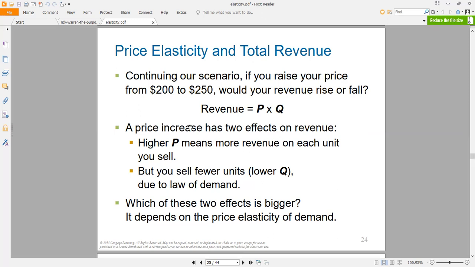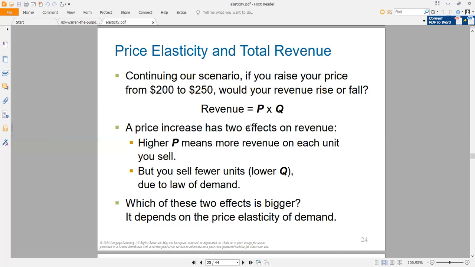Okay, so now, after the increase in price, whether revenue is going to increase or decrease will depend on these two effects, the magnitudes of these effects. If the effect of the increase in price is higher than that of the reduction in quantity, then your revenue is going to increase. But this depends on the price elasticity of demand.